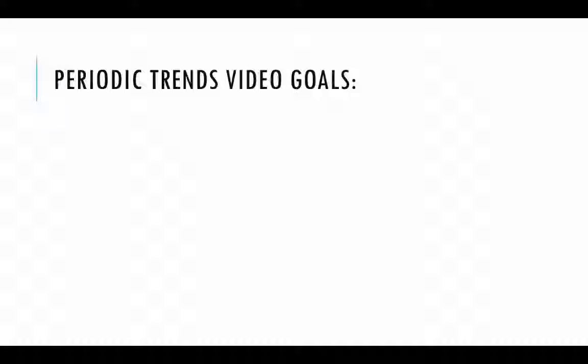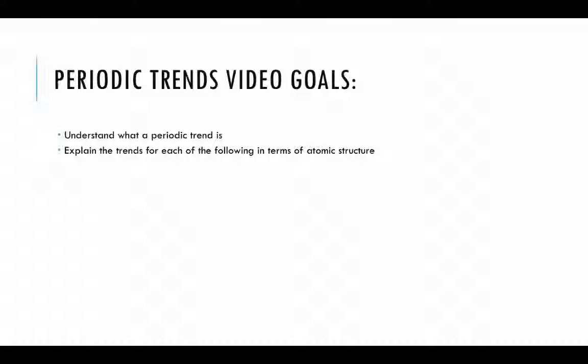This video is about periodic trends. By the end of this video, you should understand what a periodic trend is and be able to explain the trends for each of the following in terms of atomic structure: ionization energy, metallic character, electron affinity, and atomic radius.